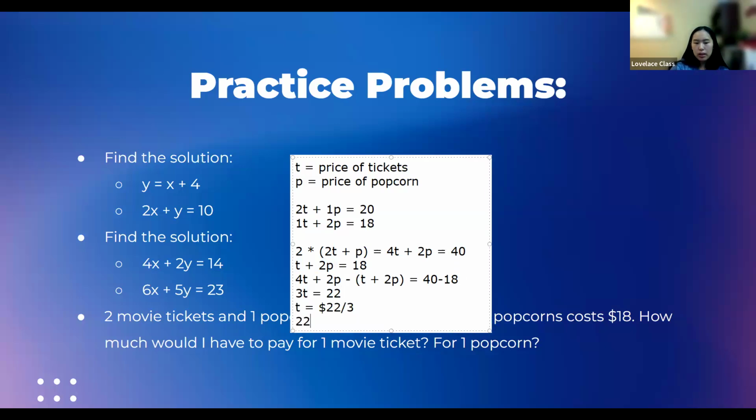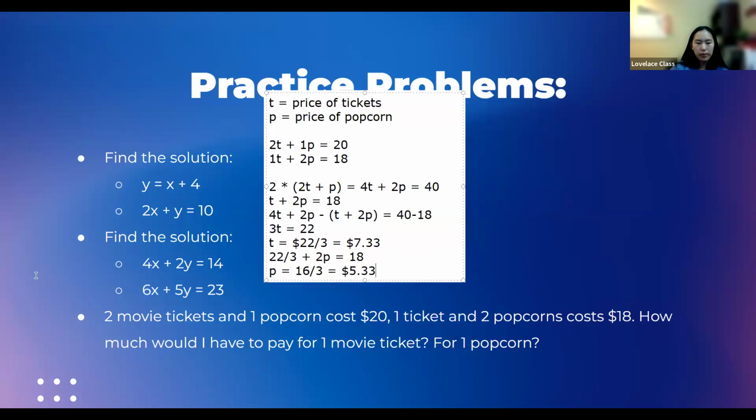Now we can plug that in. 22 over 3 plus 2p equals 18. And then if we solve for p, which I'm not going to do the math, because you can use a calculator for that, you'll get that p equals 16 over 3. So if you put it into a calculator and you want a number answer, the ticket is $7.33 and the popcorn is $5.33. So that's how we do the bottom question. It's systems of equations, just the word problem version.